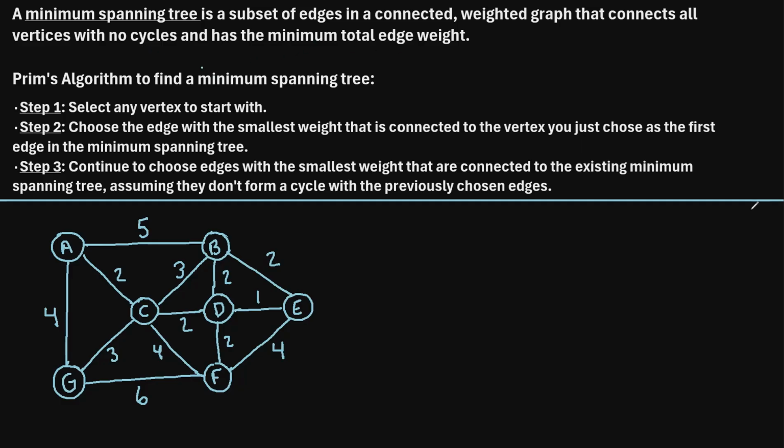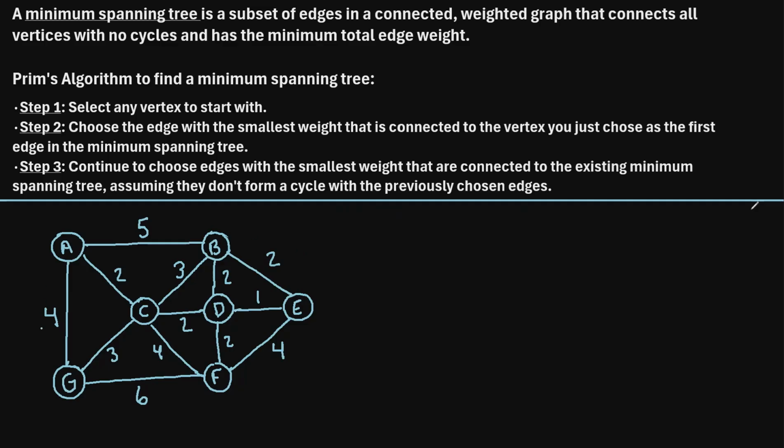So one way to find a minimum spanning tree is to use Prim's algorithm, which uses the following process. Step 1 is we select any vertex to start with. Step 2 is choose the edge with the smallest weight that is connected to the vertex you just chose as the first edge in the minimum spanning tree. And step 3 is continue to choose edges with the smallest weight that are connected to the existing minimum spanning tree, assuming they don't form a cycle with the previously chosen edges.